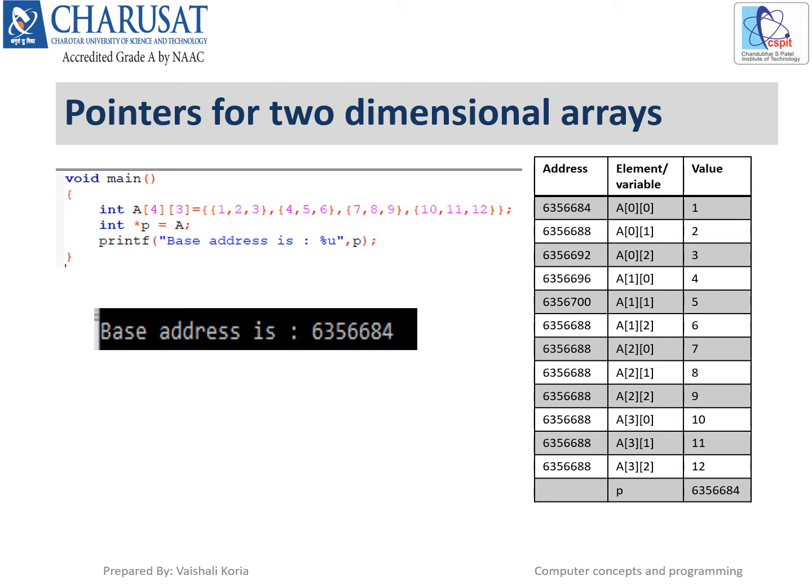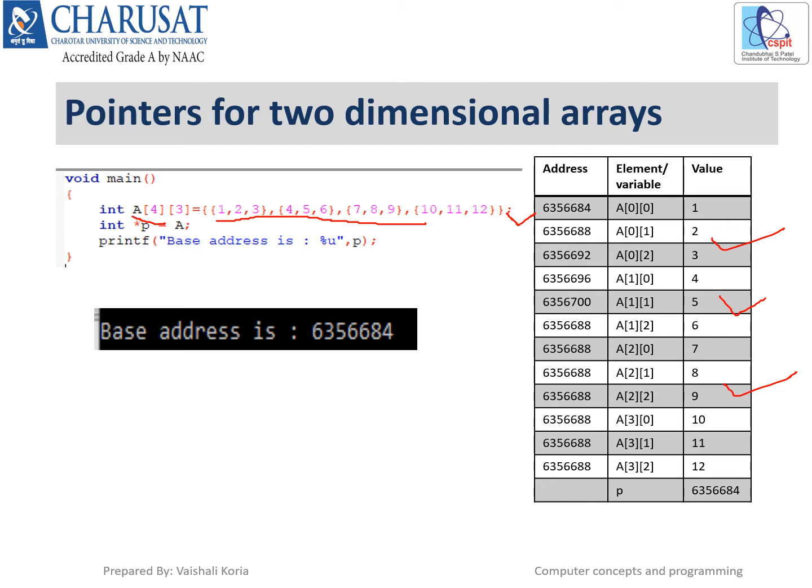As shown in the example, we have taken one array A of size 12, 4 rows and 3 columns, and here we have given the initial values of the array. If you see the memory representation of the elements of the array, we have a total of 12 elements. These are the values of each element, and these are the addresses.